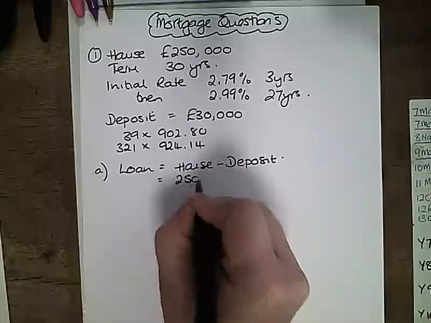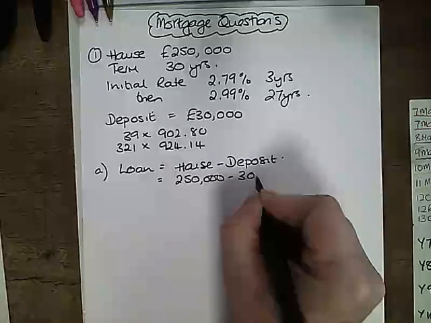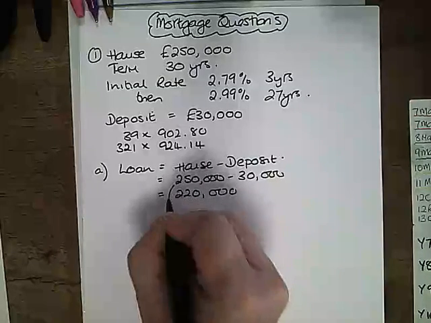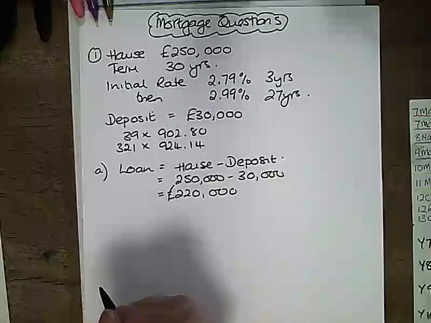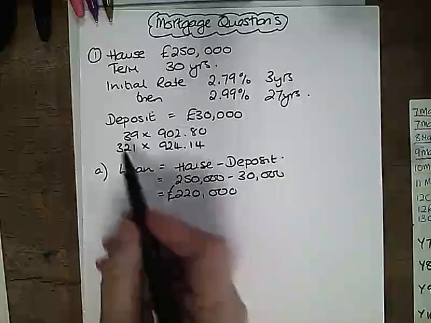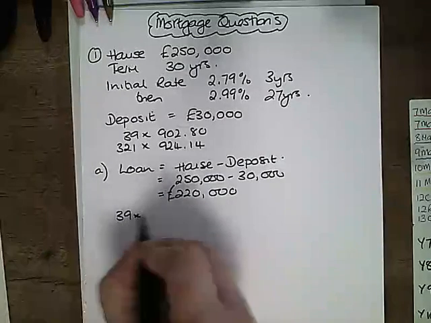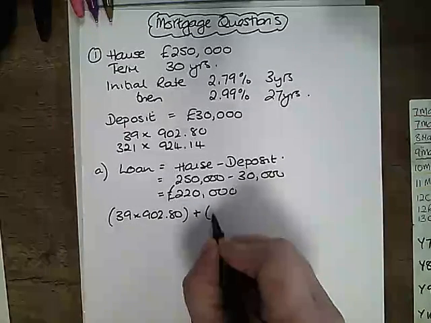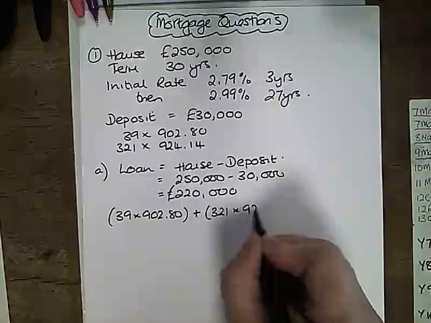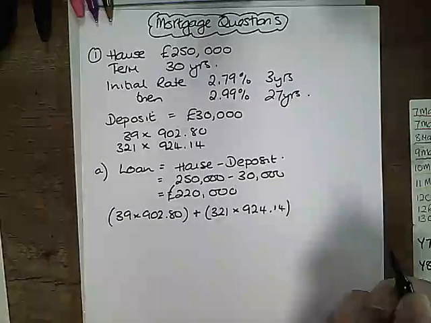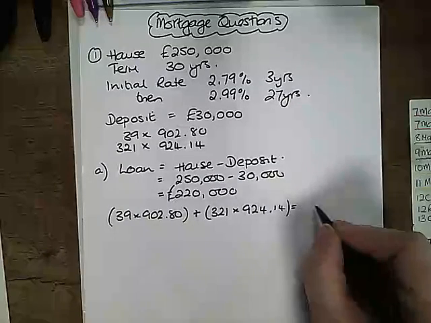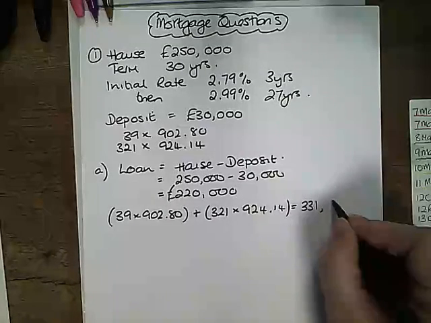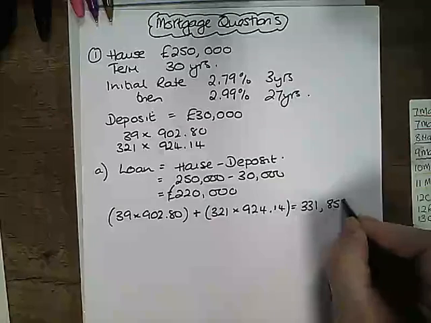So £250,000 minus £30,000, and that is equal to £220,000. Okay, then we have to work out what our total repayments are going to be. So we're going to do 39 payments of £902.80, and then we're going to make 321 payments of £924.14. We're going to add those together, and that will give us £331,858.14.